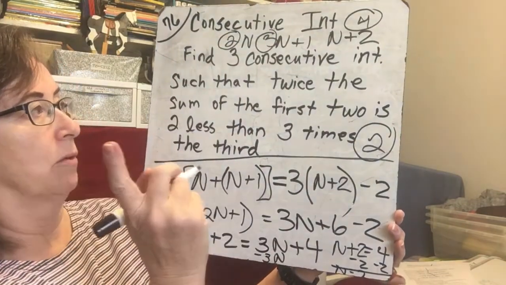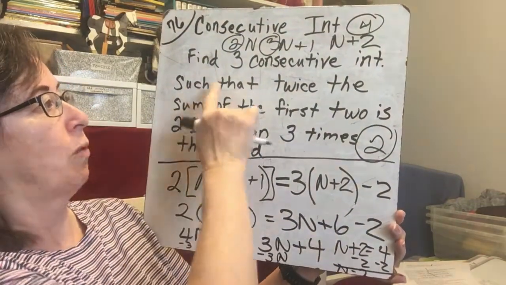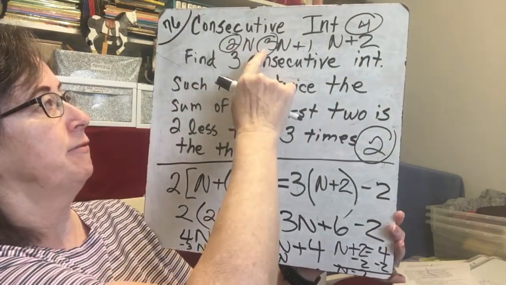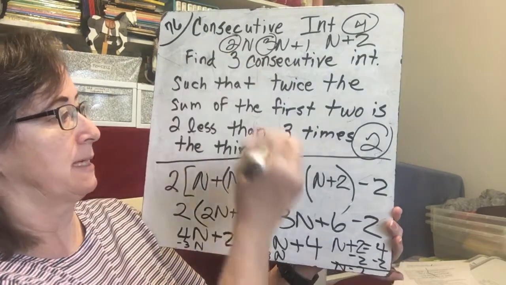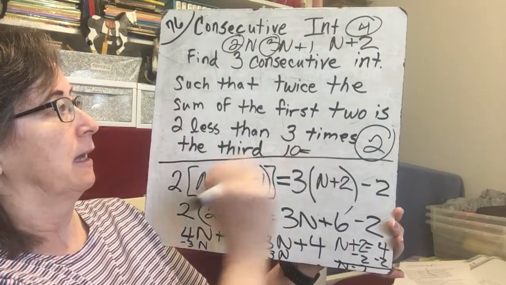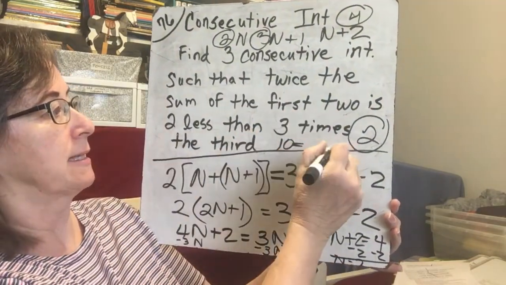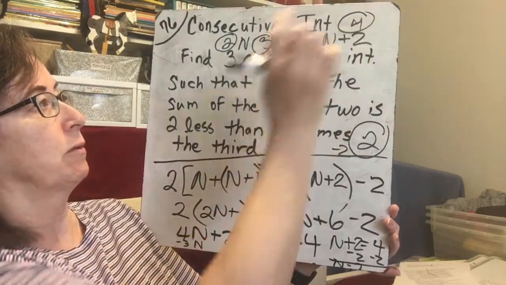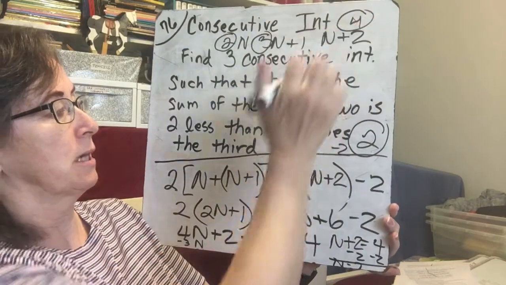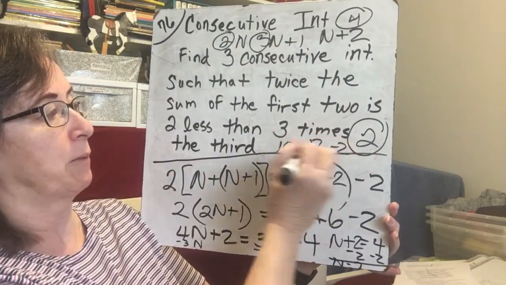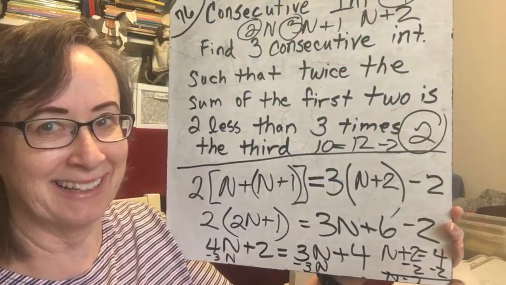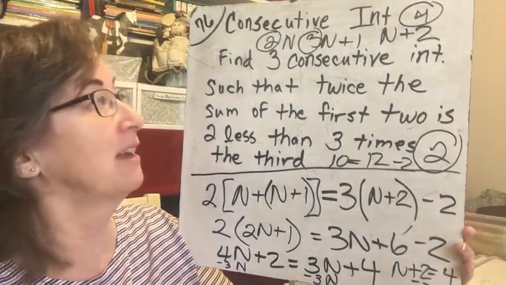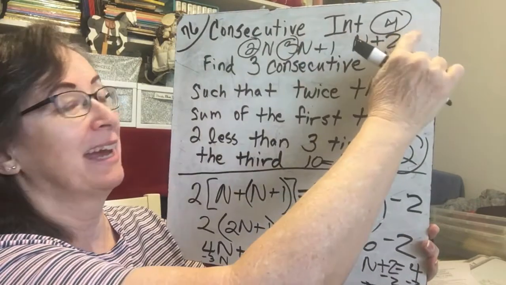Okay, so let's check. Twice the sum of the first two. That's 5 times 2 would be 10. Okay, is 2 less than, so minus 2, 3 times the third one. The third one was 4. So 4 times 3 would be 12. 12 take away 2 is 10. And it is confirmed that the 3 consecutive integers are 2, 3, and 4.